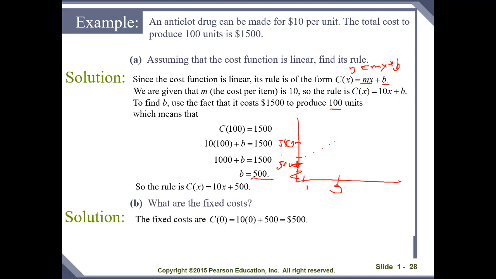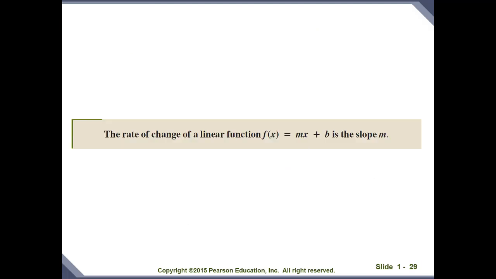So again, our fixed costs, that's always our b. b is our fixed cost. That is what it costs no matter how many units we make. Even if we didn't make any units, say that day or whatever, it's still going to cost us $500. So a cost function is an important function for you to be aware of. And again, the rate of change of a linear function is going to be the slope. And in something like a cost function, the rate of change is the cost of each unit. So it's how much costs increase for each unit.